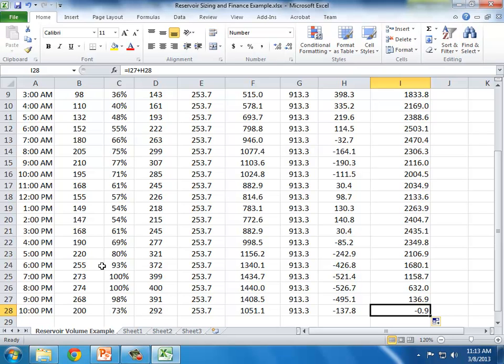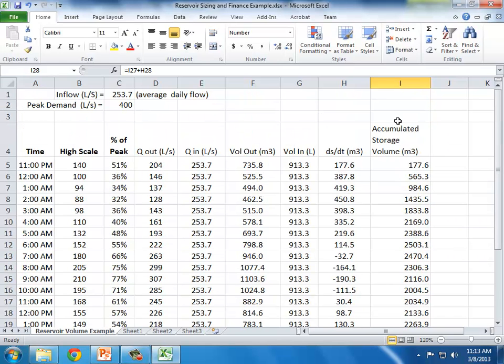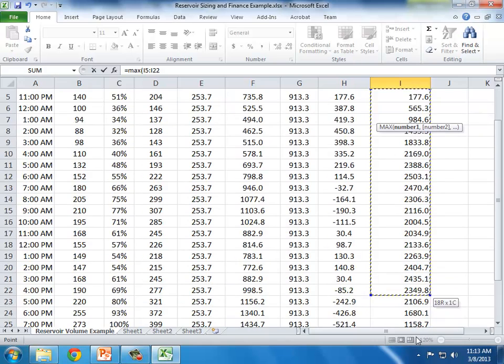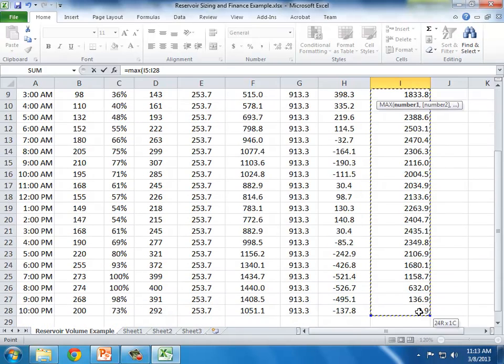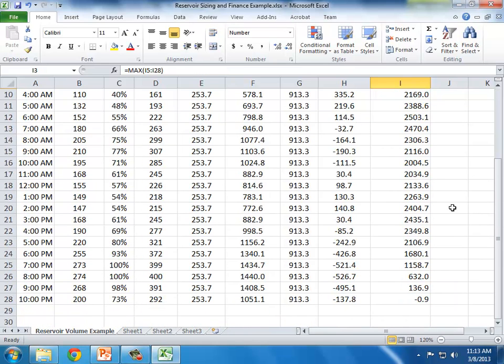And we could have made it twice the size, and there'd just be some extra water in there at the end of this cycle. But the reservoir size that's needed, we need to go through and find out which one of these is the maximum. And just to make it easy to identify where that is, we'll just say max, and that'll return. We're looking for the one that says 2503. So the 2503, it's right there.